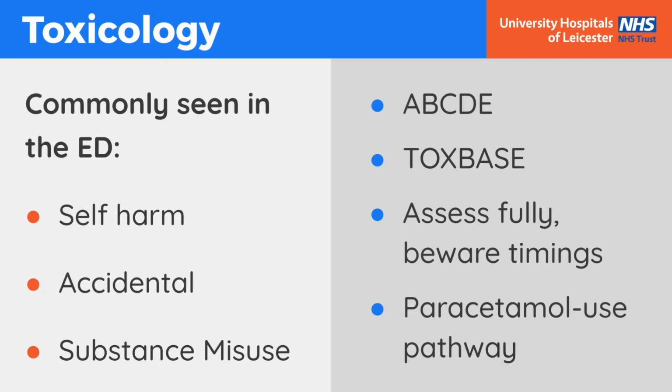The approach to a patient who's taken an overdose or has a toxidrome is to do a primary assessment first, A, B, C, D, E. You do need to look on ToxBase to see the toxic effects of the substance they've taken once you have a history of what they have taken. Do print out those sheets. Do assess the patient fully, and do be aware of the timings of when they've taken various substances.